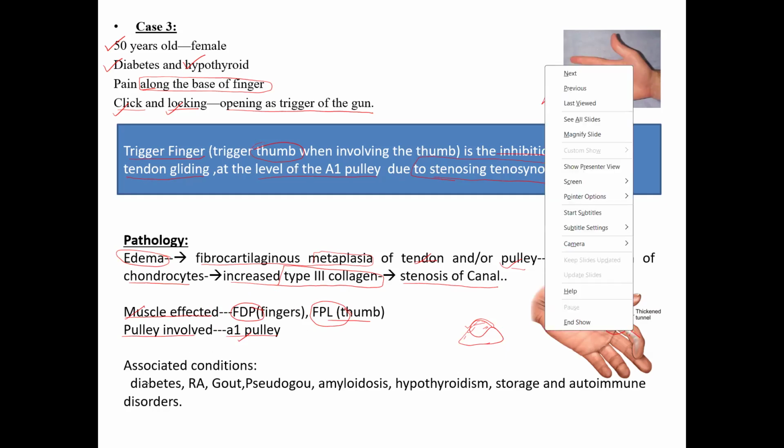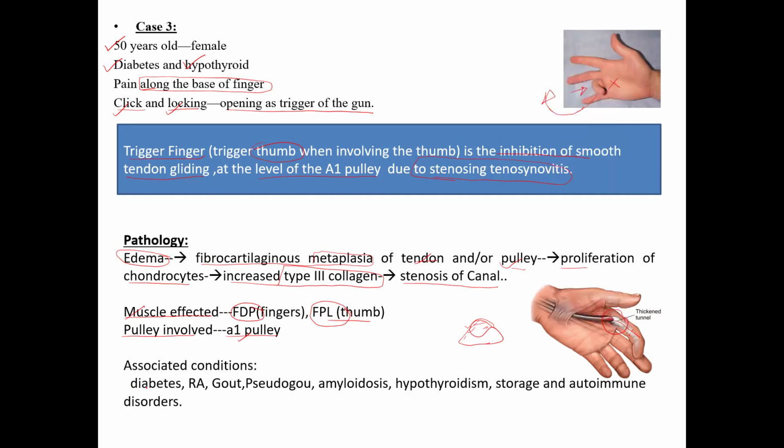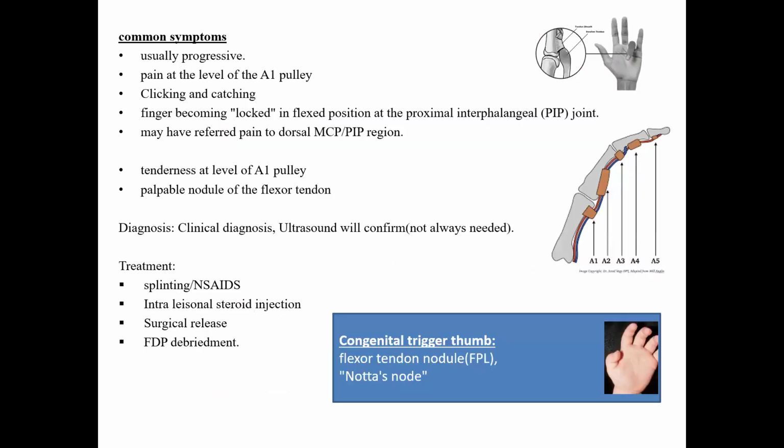So what are the associated conditions? Diabetes, rheumatoid arthritis, gout, pseudogout, and other autoimmune disorders and storage disorders also we find trigger finger. So what are the common symptoms? It's a progressive disease. Once patients start having pain, then it will end up in locking.